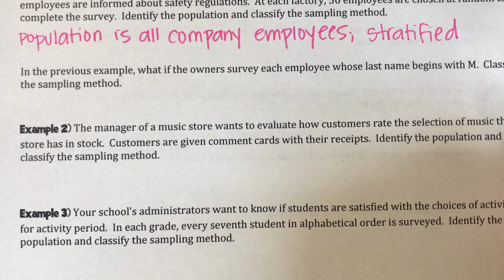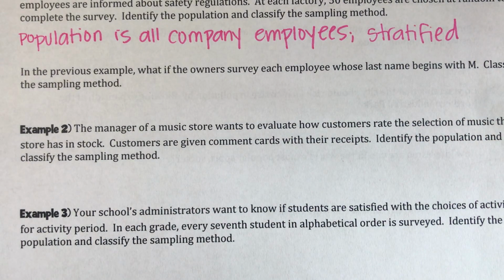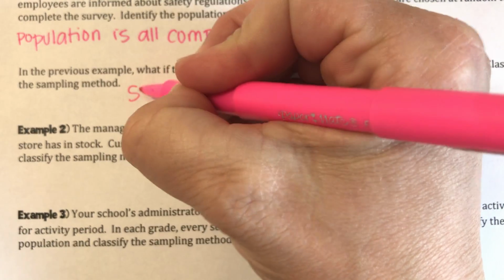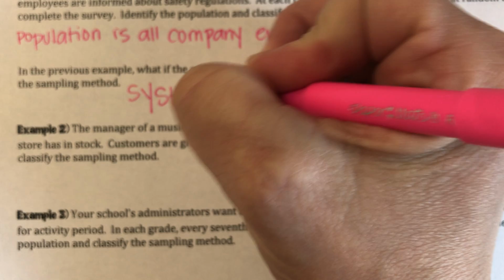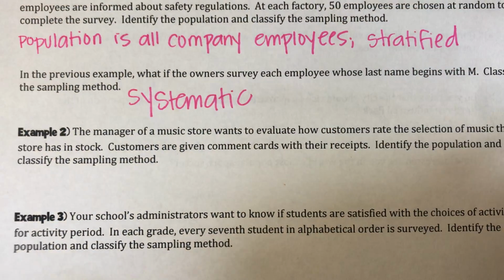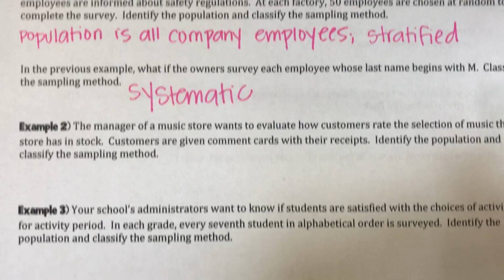So it says in the previous example, what if the owners survey each employee whose last name begins with M? Classify the sampling method. So what would that one be? Is it random, systematic, self-selected, stratified, or convenience? That would be systematic, right? They're using a rule, and the rule is that your last name has to start with M.